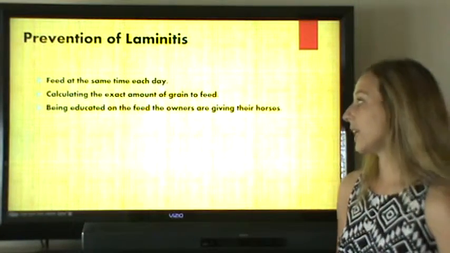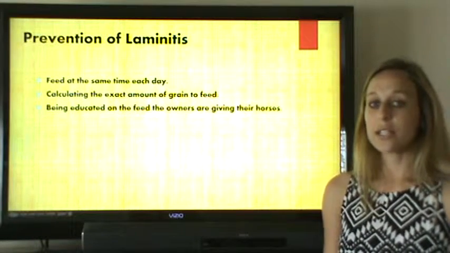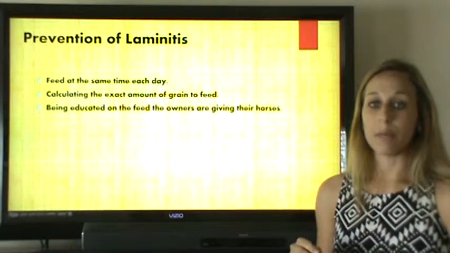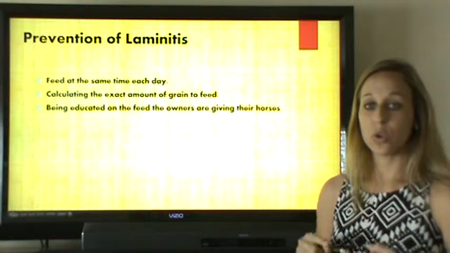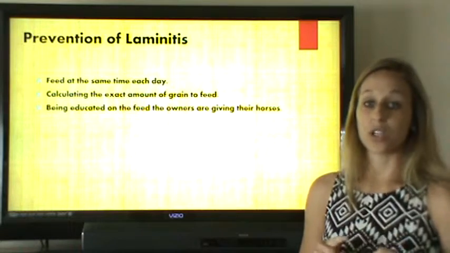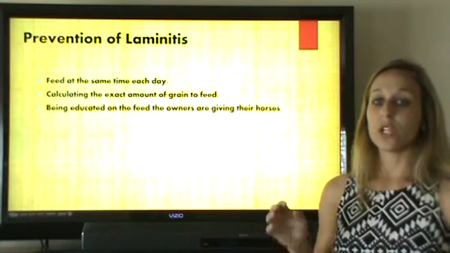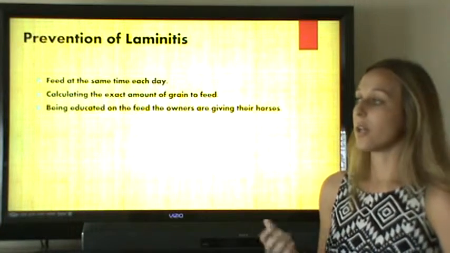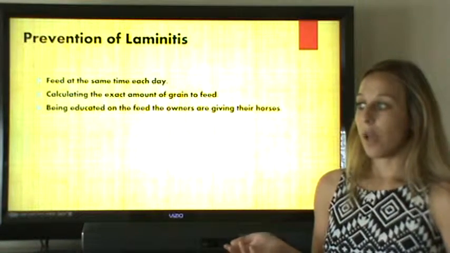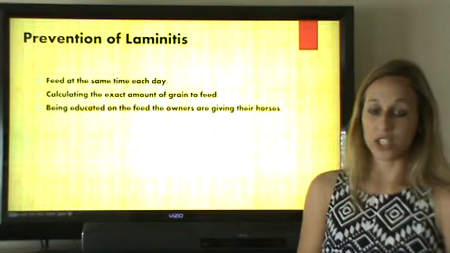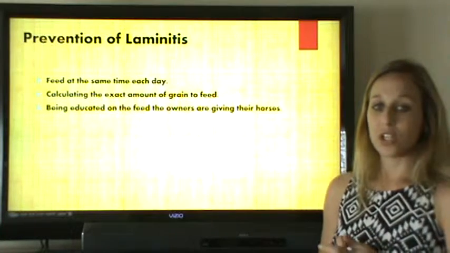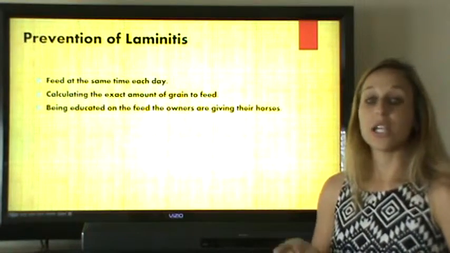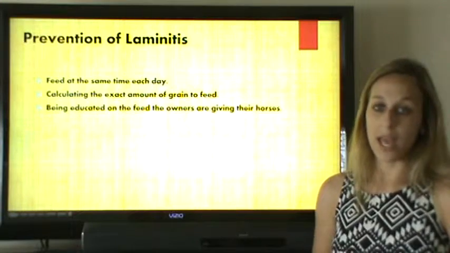And then calculating the exact amount of feed. There are things out there that help us do this. There's tables that are based on the horse's activity level, their age, and their weight. And in these, it'll tell you what the nutrient requirements of horses are, and then by that you can determine what nutrients your horse is getting from the hay. And so with these two together, you can then determine how much extra grain you're going to need to feed to get your horse what they're not getting from the hay.